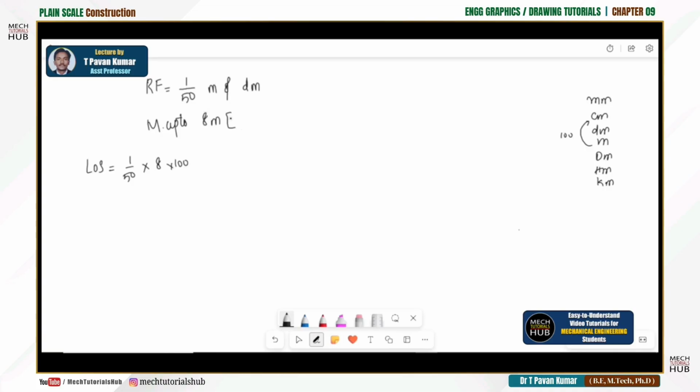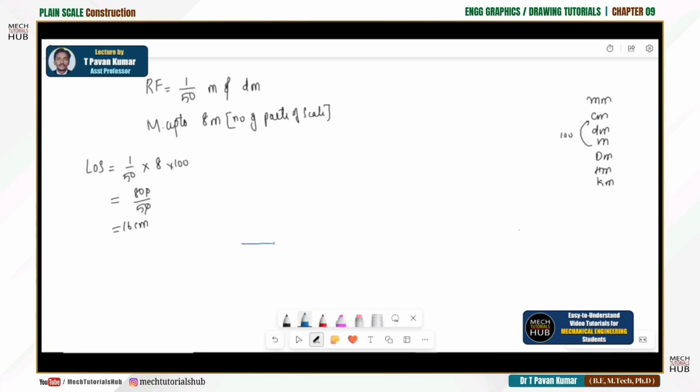This maximum distance stands as what? The number of parts of the scale, whatever scale length we calculate. So after calculation, what are we going to get? 800 divided by 50, 16 centimeters we are going to get. So I need to draw a line of length 16 centimeters.